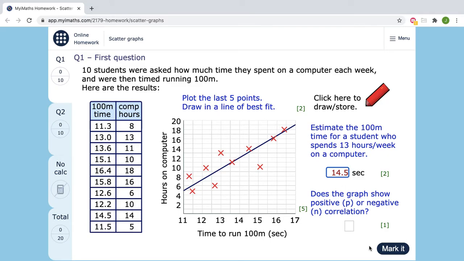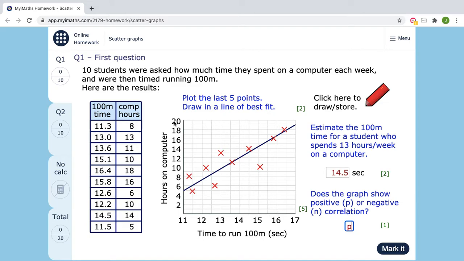Then the last bit, does the graph show positive or negative correlation? So positive correlation is when the graph increases from left to right. So it's going uphill, if you like. So as the time increases, so the number of hours spent on the computer increases.